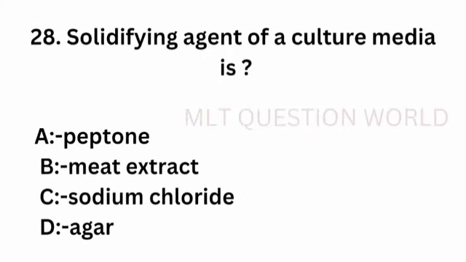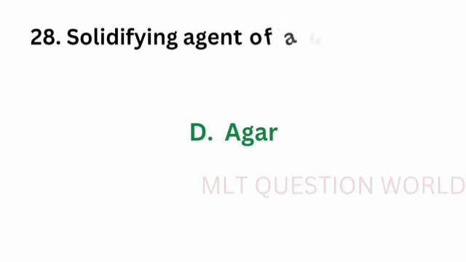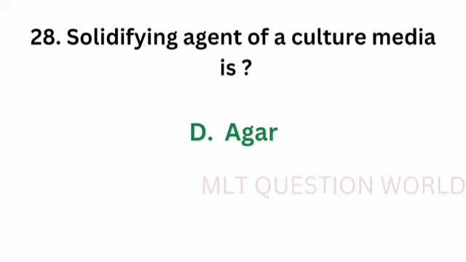Question number 28. Solidifying agent of a culture media is option A, peptone, option B, meat extract, option C, sodium chloride, option D, agar. The correct answer is option D, agar. Solidifying agent of a culture media is agar. 1 to 2% agar is used for a solid culture media.